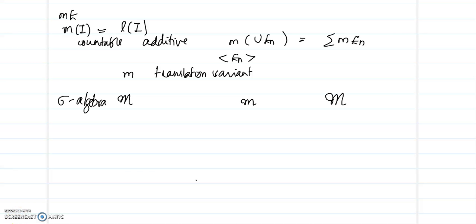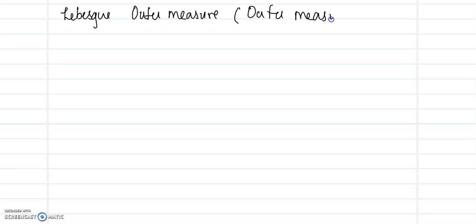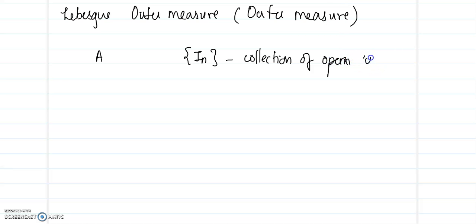Let's now move on to define a measure. So first we will look at what is called the Lebesgue outer measure, or simply outer measure. So we will first define what is the Lebesgue outer measure. So let me take a set A, where A is any subset of real numbers. Now for any subset A of real numbers, I can find a collection of open intervals, say I n, that covers A. By covering, we mean that A must be contained in the union of I n.